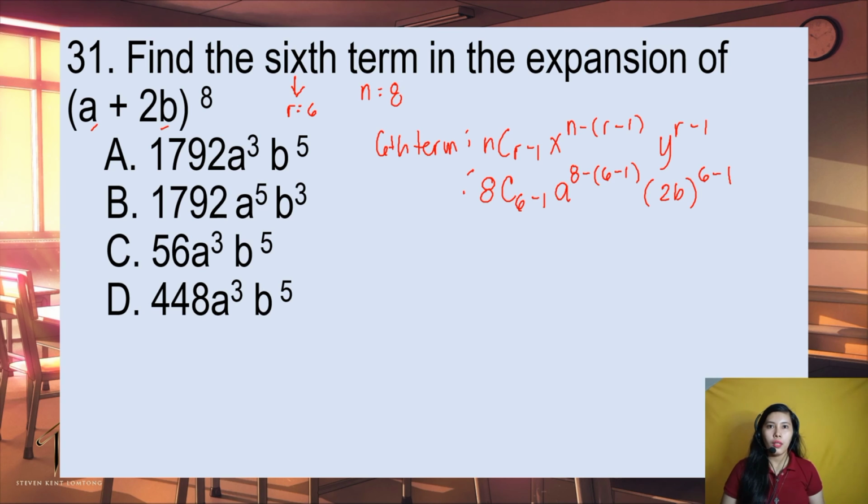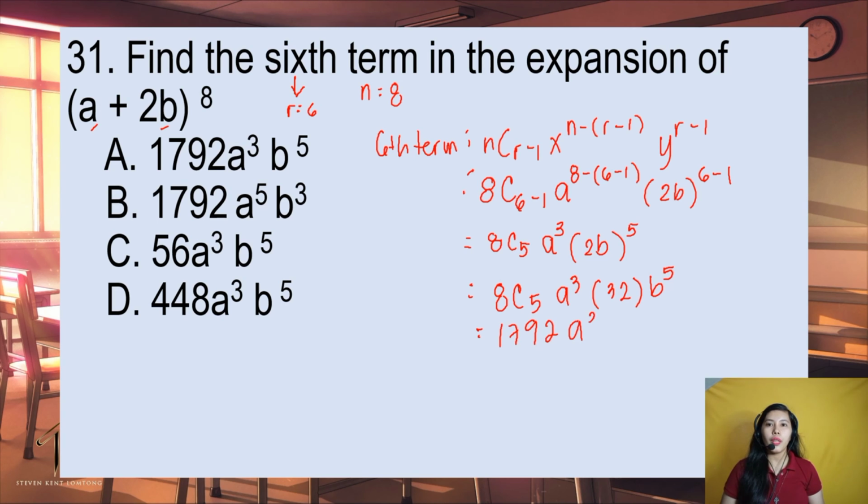So this is equal to 8C5 a raised to 8 minus 5, which is 3, then 2b raised to 5. So we have here 8C5 a cubed. 2 raised to 5 is 32 and b raised to 5. So 8C5 times 32, that's equal to 1792 a cubed b raised to 5.